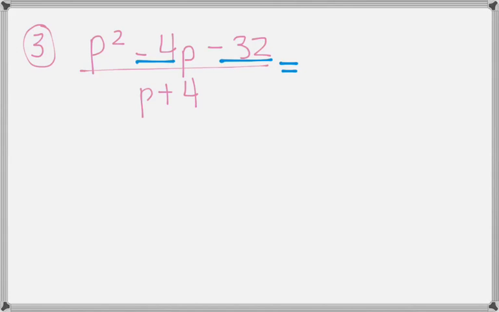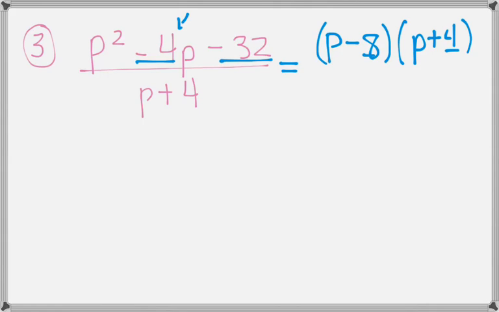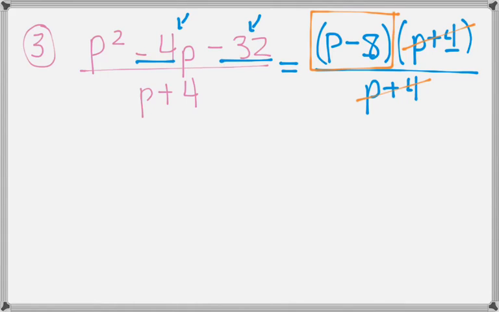8 and minus 4. But actually, I think the 8 needs to be negative. So we have p minus 8 and p plus 4, because these two add together to give me a negative 4 but also multiply to give me a negative 32. And in the denominator, we just have a p plus 4. We can simplify this one because we have a p plus 4 in the numerator and the denominator. And so our final answer that we're looking for is p minus 8.